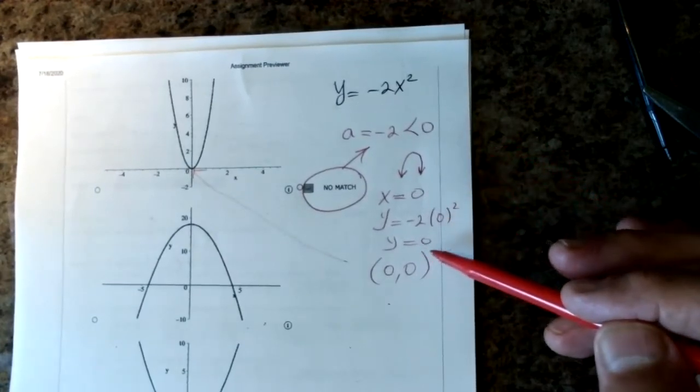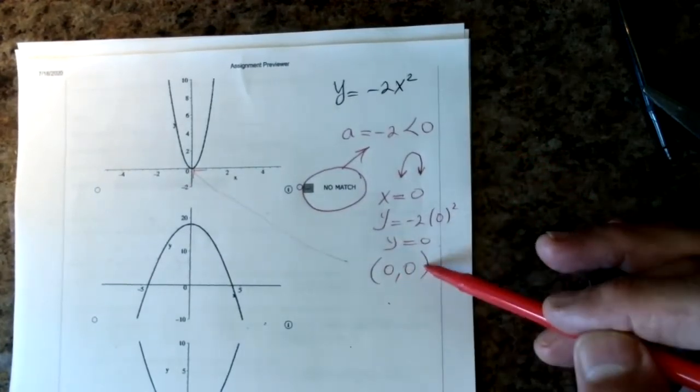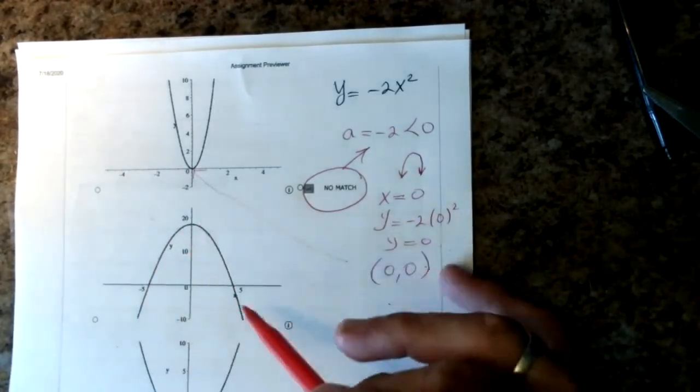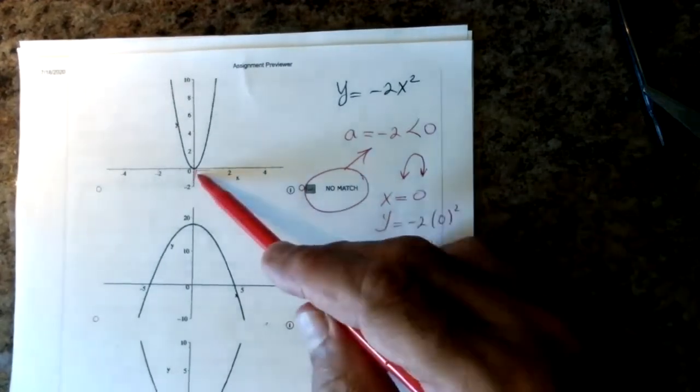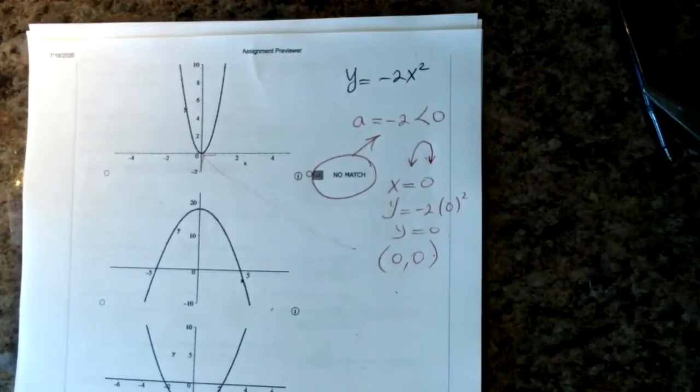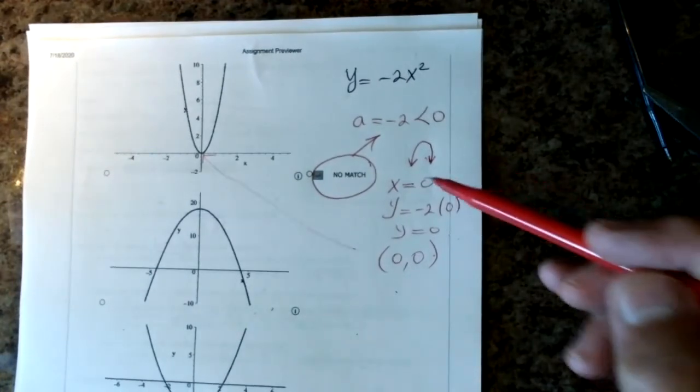But we also have 0, 0. This one doesn't, 0, 0 doesn't belong to this. This one has 0, 0, but the graph is going up. We want the graph going down. So none of these three is correct. You understand? See, there are two conditions.